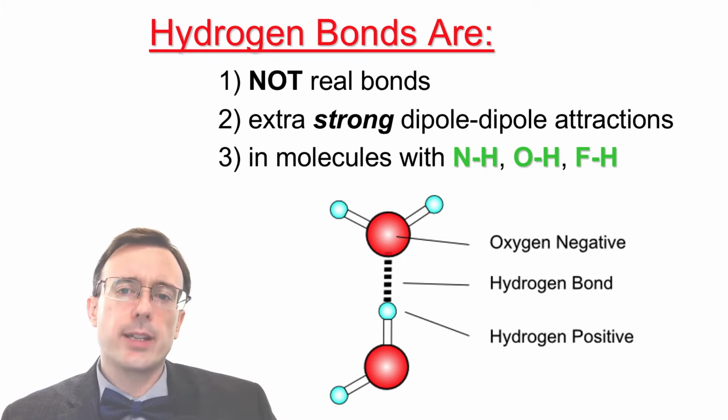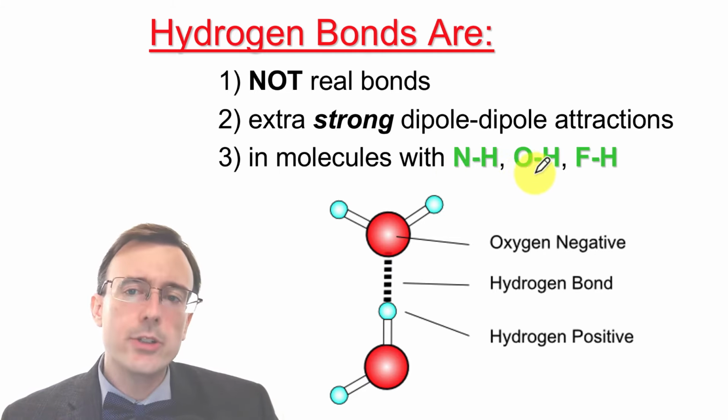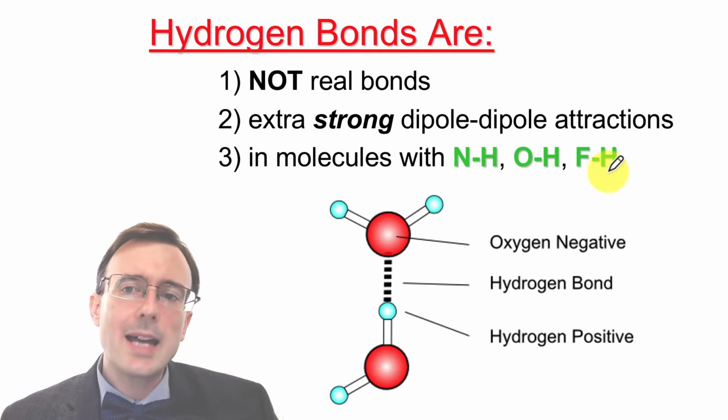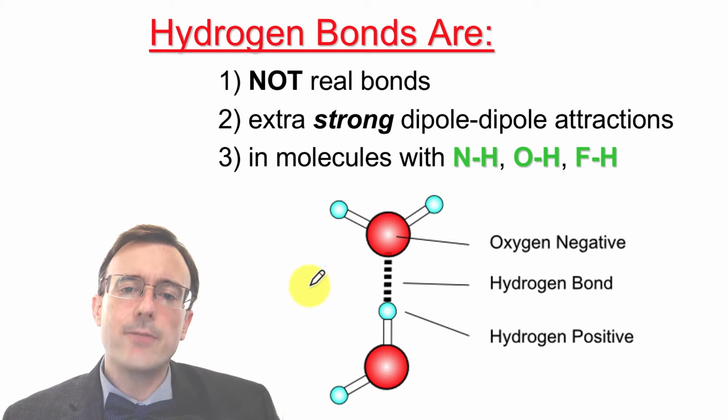That is, molecules that can hydrogen bond must have a bond between nitrogen and hydrogen, or oxygen and hydrogen, or fluorine and hydrogen. So the molecule has to have a hydrogen in it, and it also has to have some other atom that is fairly electronegative. Nitrogen, oxygen, and fluorine are quite electronegative. And so when that happens, you can have a fairly strong dipole-dipole attraction.